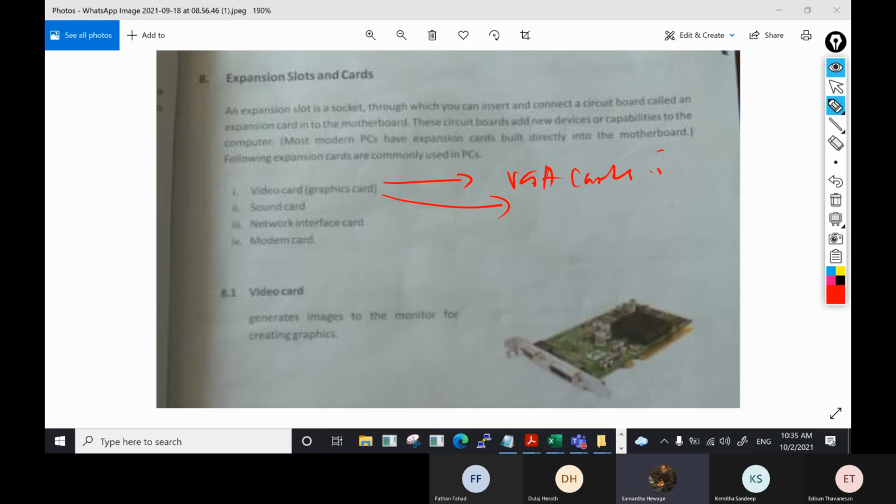What is the definition of VGA? First of all, you should know. Sir, video graphics. Video graphics means VGA. Tell me correctly. Sir, video graphics array. Oh yes, video graphics array or adapter. That's correct.